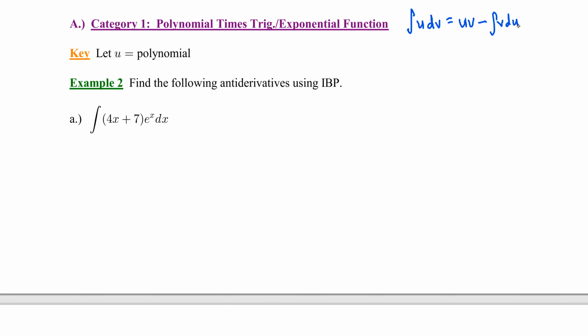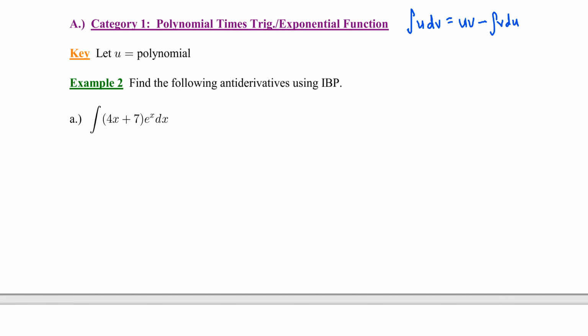Category 1 involves the situation where you have a polynomial times a trig or an exponential function. Remember, we want to choose u to be a function that has an easily recognizable derivative and dv to be a function that has an easily recognizable antiderivative. In the case of the product of a polynomial function and either a trigonometric or an exponential function, we will choose u to be the polynomial function.